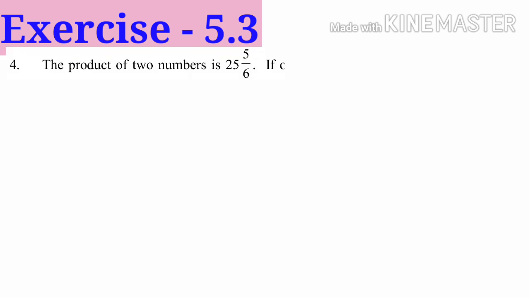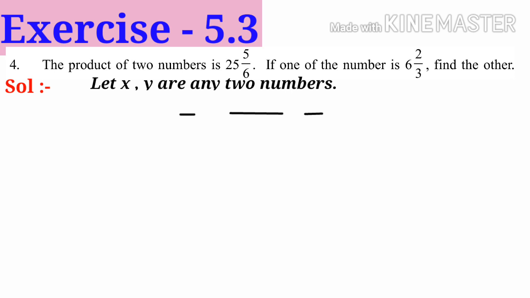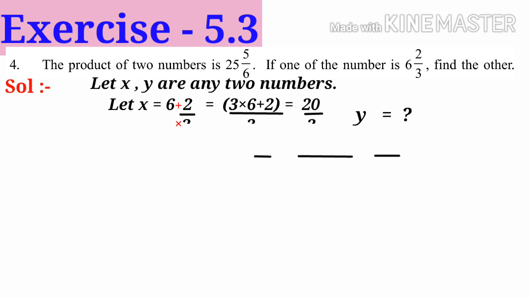Now fourth problem. The product of two numbers is 25 5/6. If one of the numbers is 6 2/3, find the other number. Solution. Let x and y be any two numbers. Now let x is equal to 6 2/3. Convert it into improper fraction, that is 3 into 6 plus 2, 18 plus 2, that is 20/3.